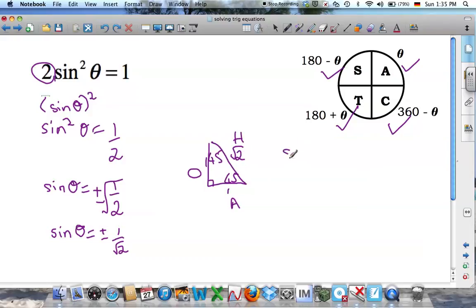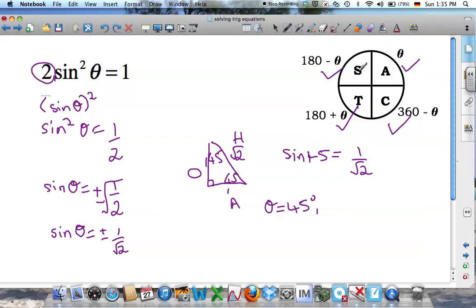So hopefully you can see then that sine 45 is 1 over root 2. Now that's quite nice because we need the acute angle. This is the one in here. So now we can go straight to getting our answers. So I know one answer has to be 45 degrees because that's acute.